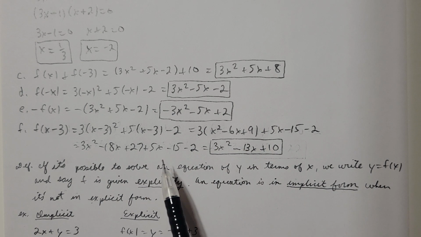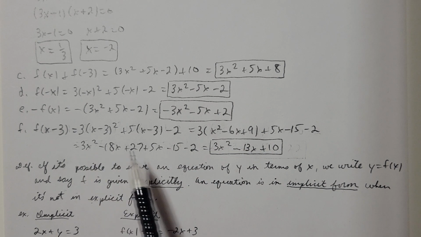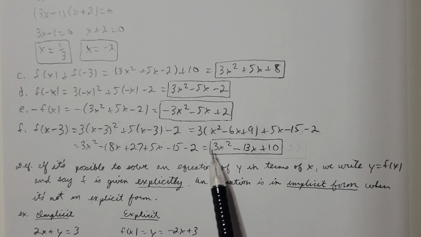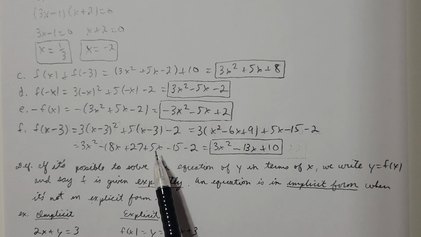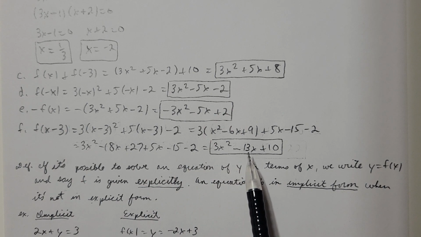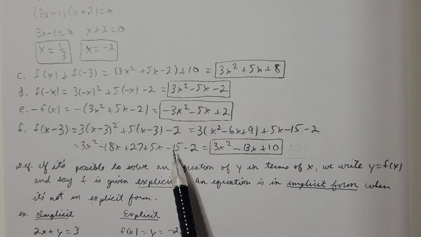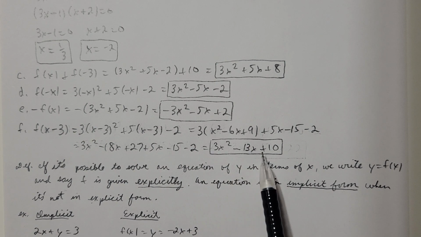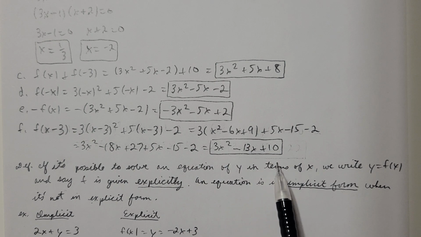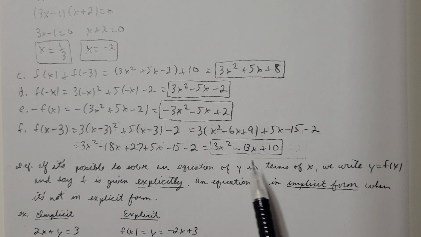Okay, and then I'm going to combine my like terms there. So I got 3x squared and then negative 18x plus 5x, that's minus 13x. And then 27 minus 15 minus 2, that's plus 10 at the end. Okay, go ahead and circle that.